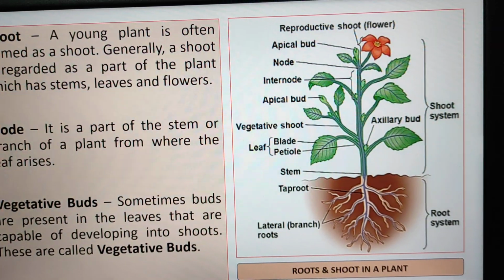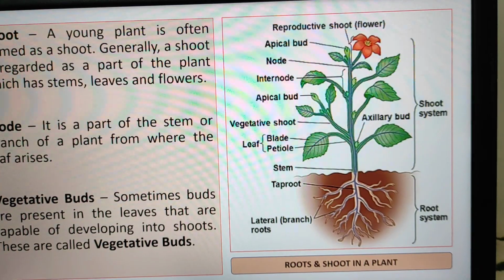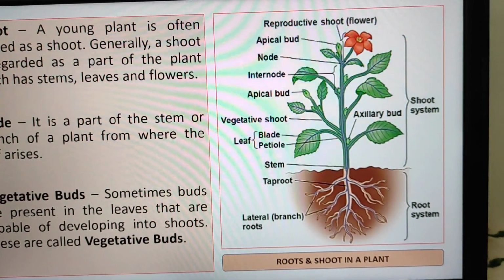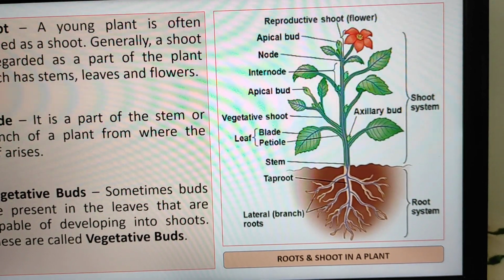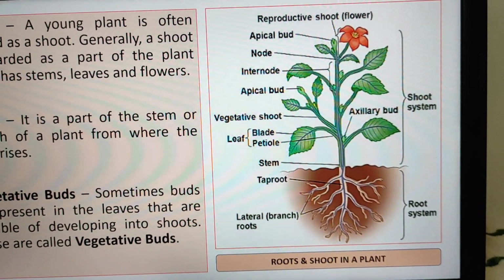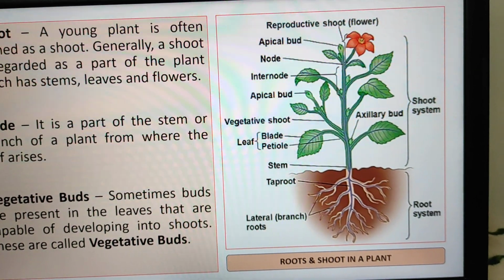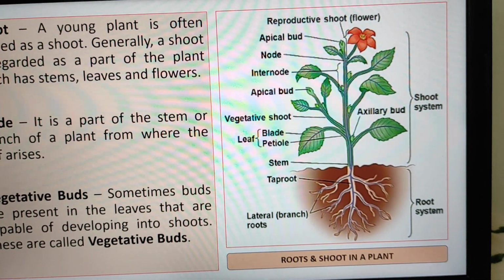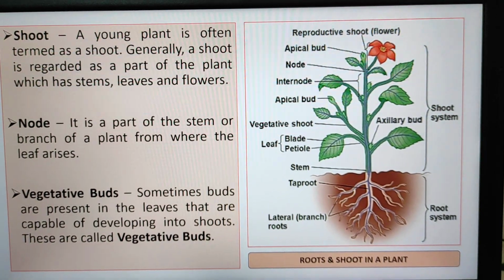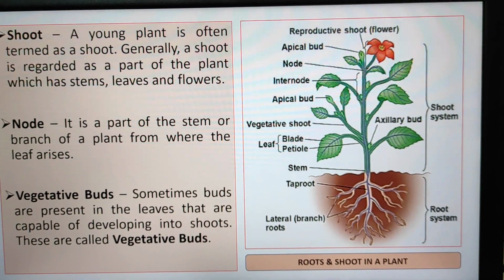So by seeing this diagram, you can understand the different parts of the plant. So you can see the root system, shoot system, lateral branches in the roots, taproot, the stem, then the leaf, blade and the petiole, vegetative shoot, apical bud, internode, node, apical bud, reproductive shoot, that is the flower. And the part of the plant which remains above the soil is called the shoot system, and the part which remains below the soil is called the root system.